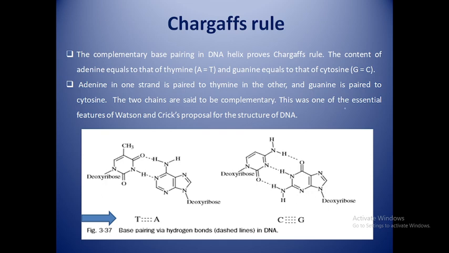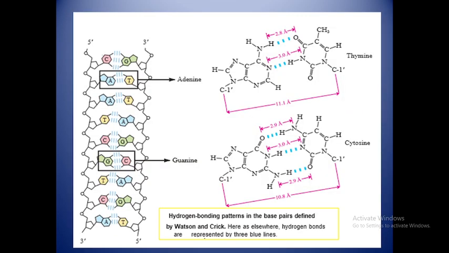This was one of the essential features of Watson and Crick's proposal for the structure of DNA. So this is one strand, this is another strand. In between the adenine and thymine, two hydrogen bonds are present, and between guanine and cytosine, three hydrogen bonds are present. See here thymine and adenine, and cytosine and guanine. So three hydrogen bonds, and here two hydrogen bonds. In that way the nucleotides will form a complete DNA strand.